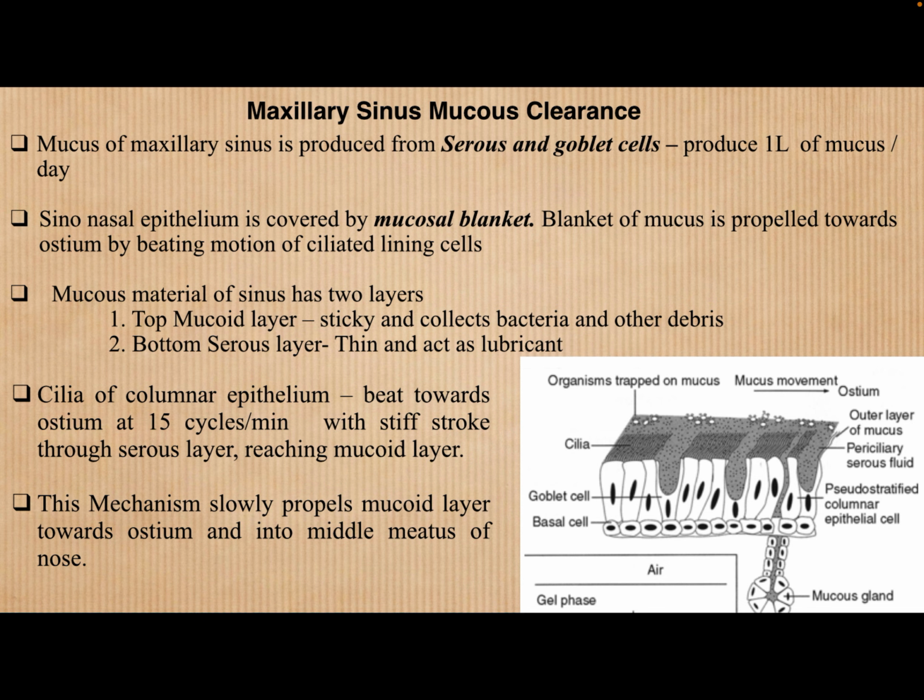The mucous material of the sinus has two layers. The first layer, the top mucoid layer, is sticky and collects bacteria and other debris, and there is also a bottom serous layer, which is thin and acts as a lubricant. The cilia of the columnar epithelium beat towards the ostium at 15 cycles per minute, as a metachronous wave with a stiff stroke through the serous layer reaching the mucoid layer. This mechanism slowly propels the mucoid layer towards the ostium and into the middle meatus of the nose.